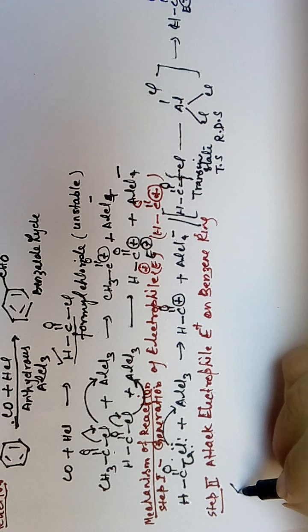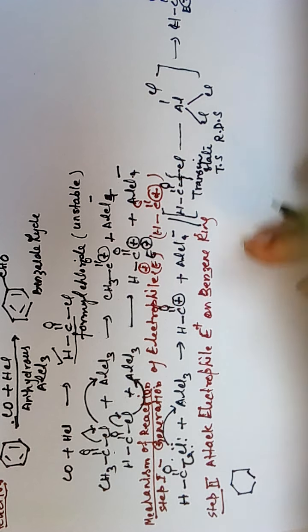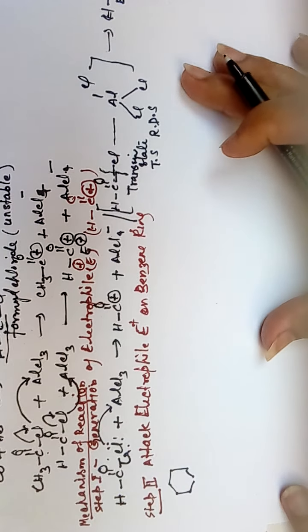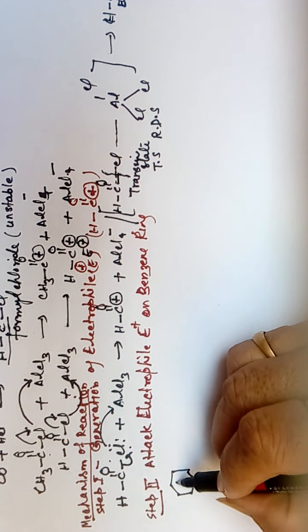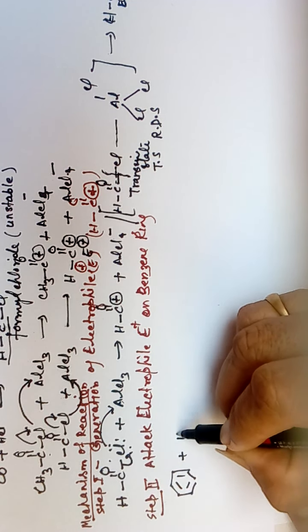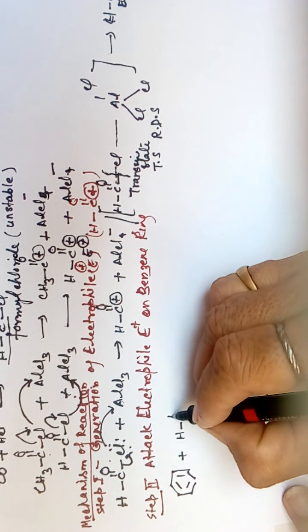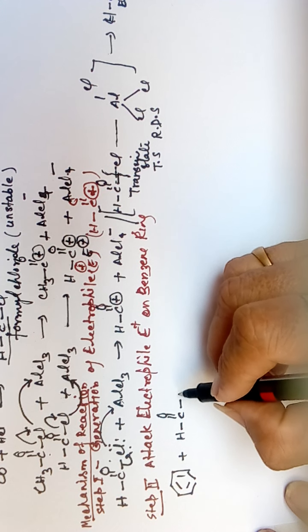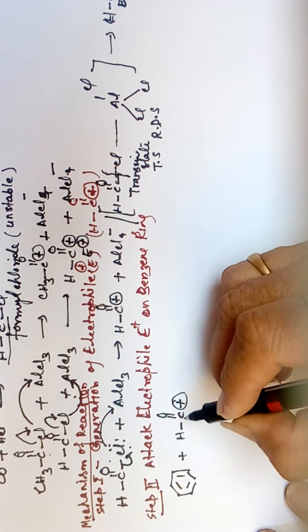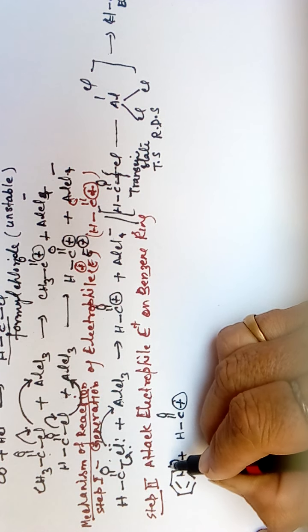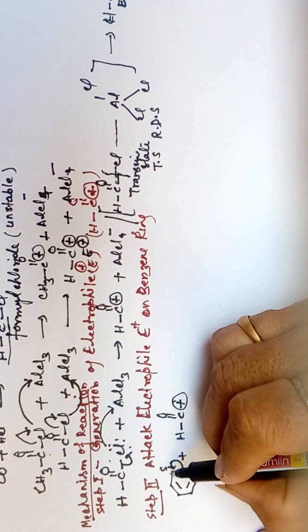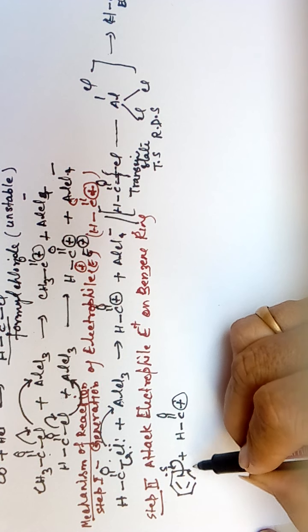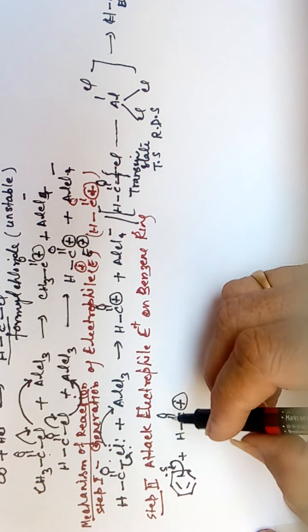Benzene. This is benzene. When benzene comes in contact with this electrophile, this bond of benzene is shifted, and this carbon gets delta negative and this carbon gets delta positive.